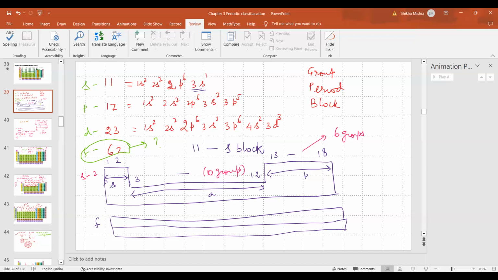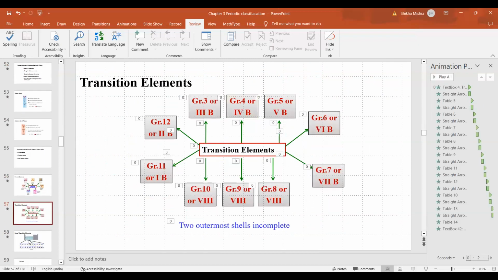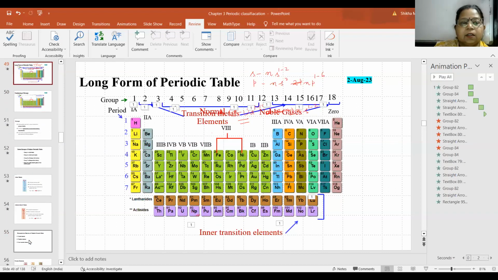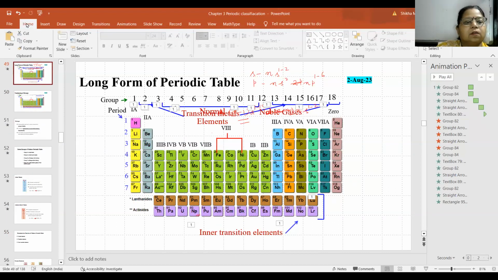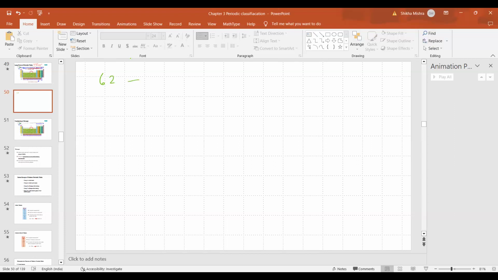Done now. Tell me what is this? What is 62 coming as? Now I got 1s2, 2s2, 2p6. Hold for a second, let me write also. Please carry on. 62 is 1s2, 2s2, 2p6, 3s2, 3p6, 4s2, 3d10.